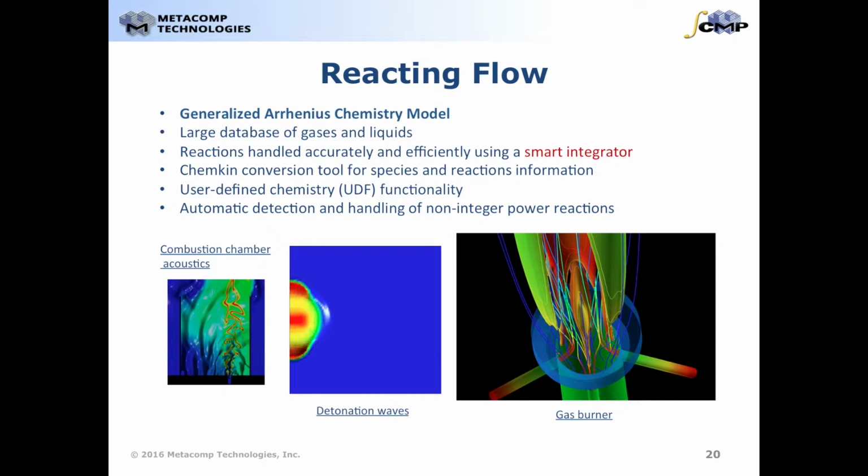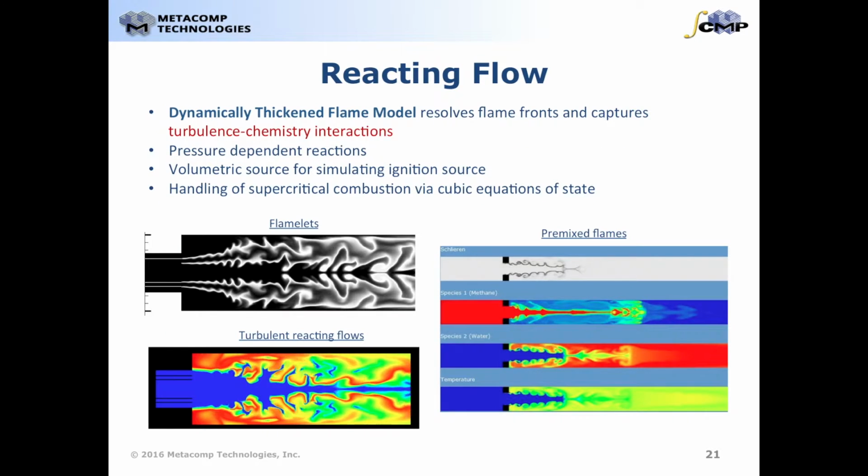Example simulations with reacting flows include combustion cases and detonation waves. A dynamically thickened flame model resolves flame fronts and captures turbulence chemistry interactions for premixed and non-premixed turbulent combustion. In certain conditions, reactions can be both pressure and temperature dependent. CFD++ offers several approaches to model pressure-dependent reactions. Users can employ an ignition source in order to ignite cold premixed solutions, and supercritical combustion can be modeled via cubic equations of state.